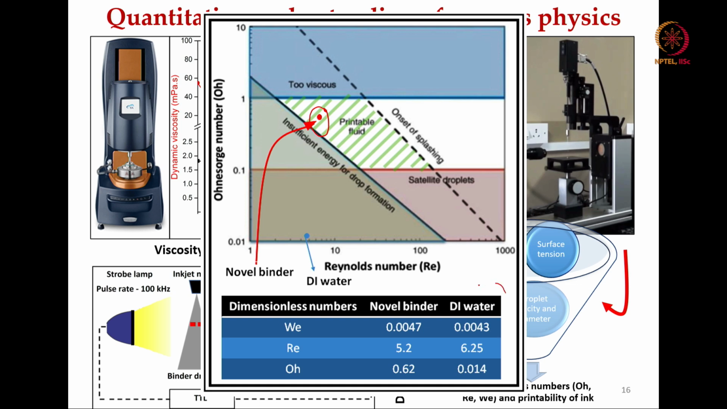If you look at the comparison between deionized water and the novel binder, the Reynolds number for deionized water is 6.25, and for the novel binder it is 5.2, slightly less, whereas the Ohnesorge number is quite high for deionized water, which falls in this region of insufficient energy for drop formation. But the binder that I have described in the last few minutes has dimensionless numbers that allow it to fall in this printable fluid region.